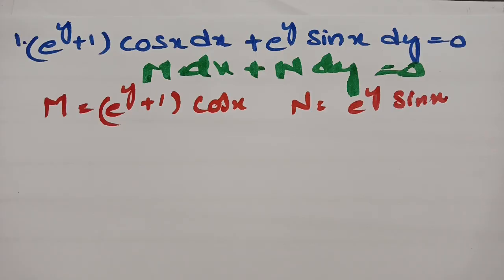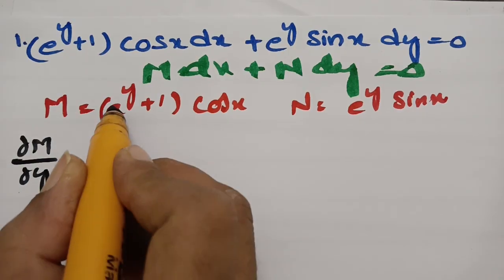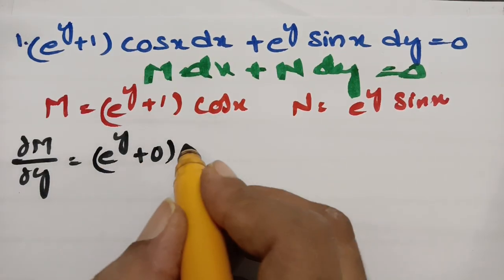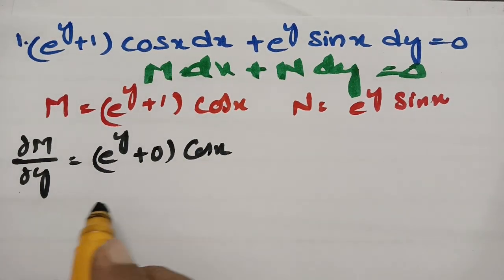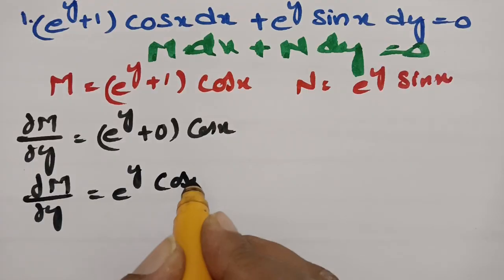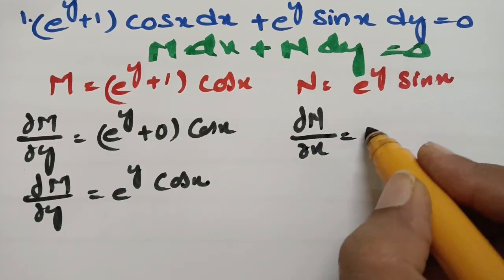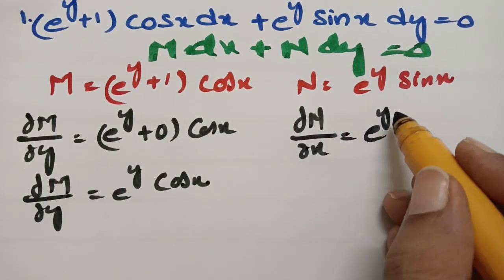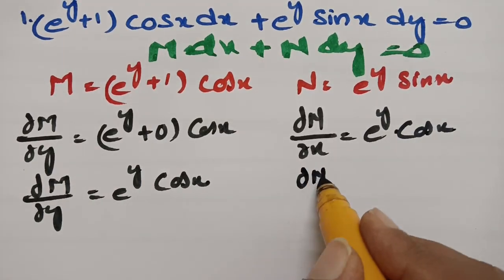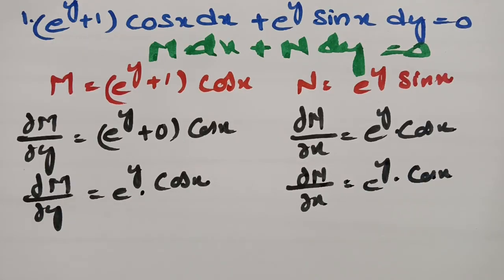We have to take the derivative of M with respect to y. Here there is y: the derivative of e^y is e^y, and the 1 is a constant, so the value is e^y into cos x. For N we have to take the derivative with respect to x. As it is a multiplication, I am leaving e^y as a constant part, and the derivative of sin x is cos x. So ∂N/∂x is e^y into cos x, and ∂M/∂y is also e^y into cos x.